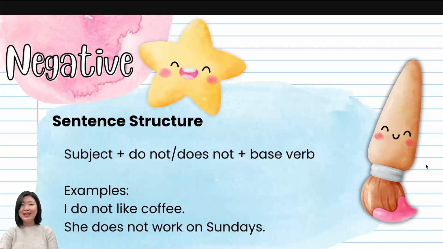Let's take a look at the example. I do not like coffee. Subject I is a first person singular. Therefore, you do not have to use does not. Instead, you have to use do not to indicate it's a negative form. Let's take a look at the second example. She does not work on Sundays. Here, she is a third person singular. So you must use does not to show that she is a third person singular.